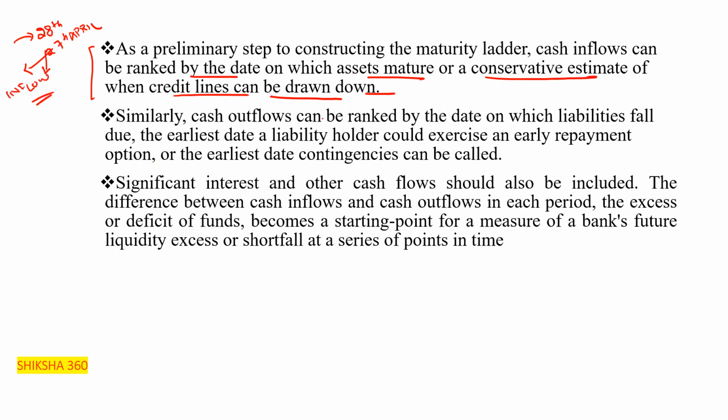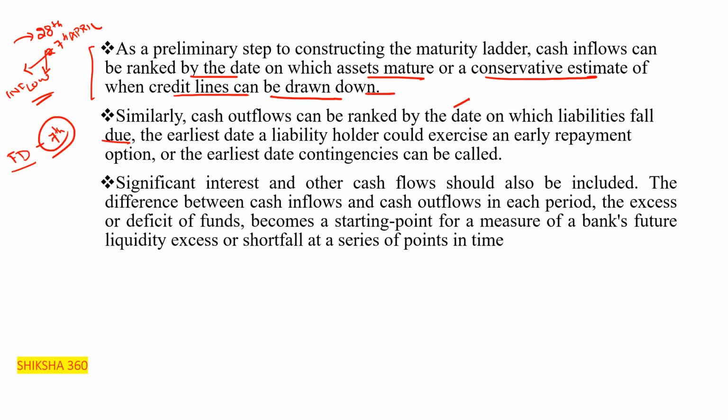Similarly, cash outflows can be ranked by the date on which liabilities fall due, that is, when a fixed maturity is going to mature. A fixed deposit is going to mature on 7th of March, so we expect that on or after the 7th, the person will come to the bank for their cash withdrawal, the cash outflow.